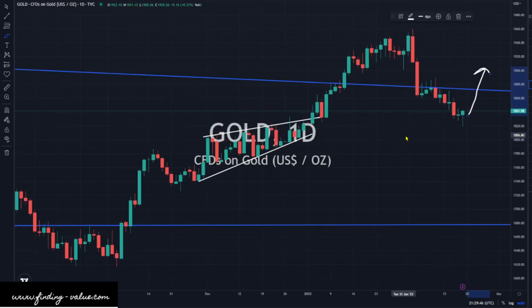The question is how high, what's it look like, how much strength do we have behind it? All of that's going to matter because we haven't had much strength on the buying side.